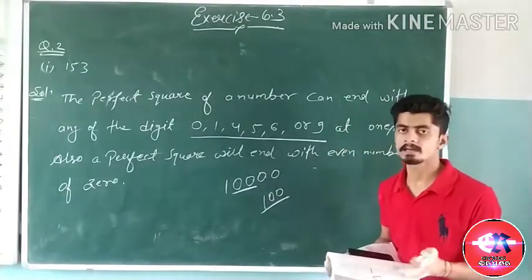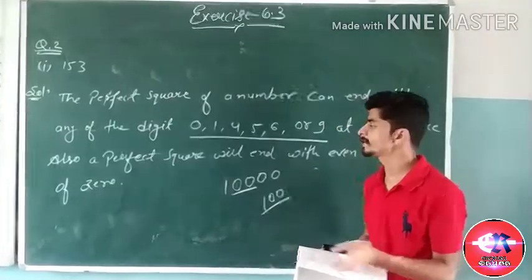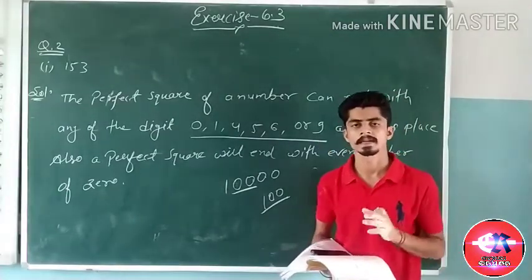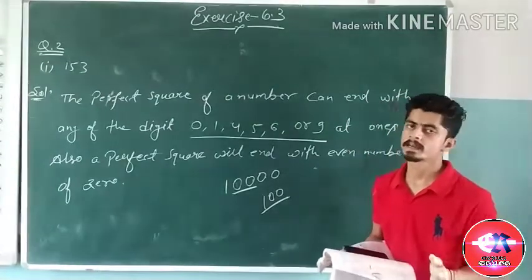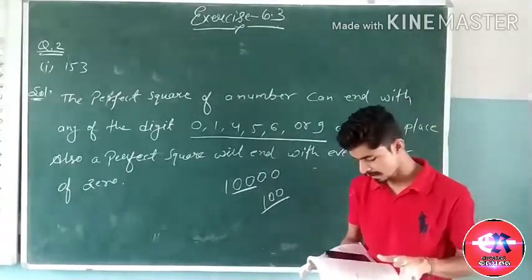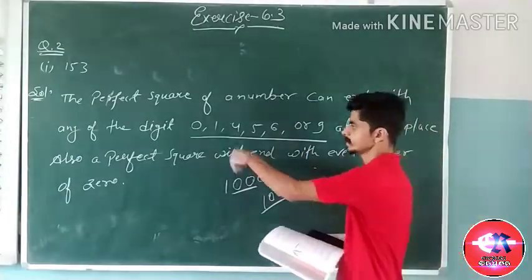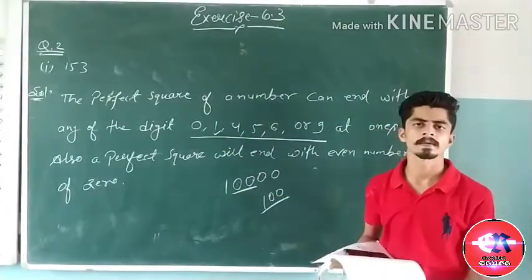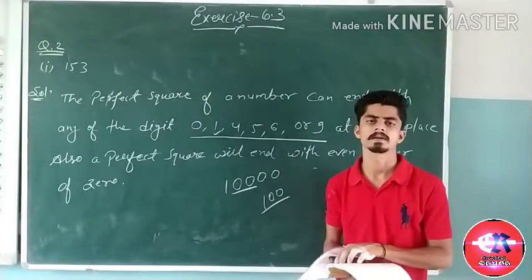So the second one is 257. Similarly, the ones place is 7 and it is not present here, that means it cannot be a perfect square of any number. The third one is 408. Similarly, 8 is in the ones place, so it cannot be a perfect square of any number. 441, the ones place is 1 and 1 is present here, so it can be a perfect square of a number. So that's all the solution of question number 2.